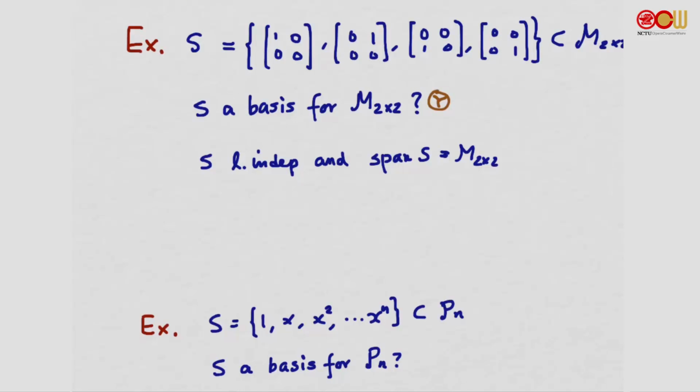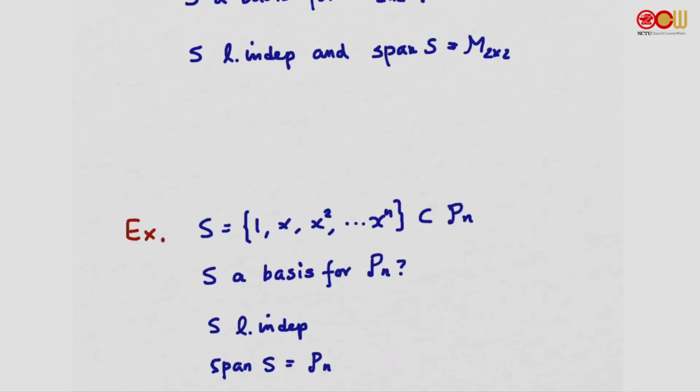Another example. We have also seen this set before. S contains powers of x from 0 to n, and this is a subset of Pn. Is S a basis for Pn? This is a linearly independent set, and we have also seen earlier that its span is equal to Pn. So it's linearly independent and it's a generating set. So yes, it's a basis for Pn.